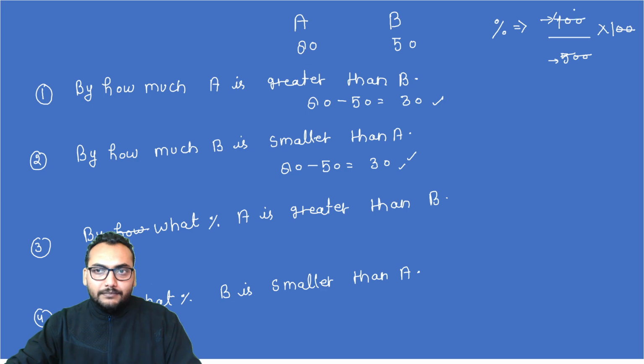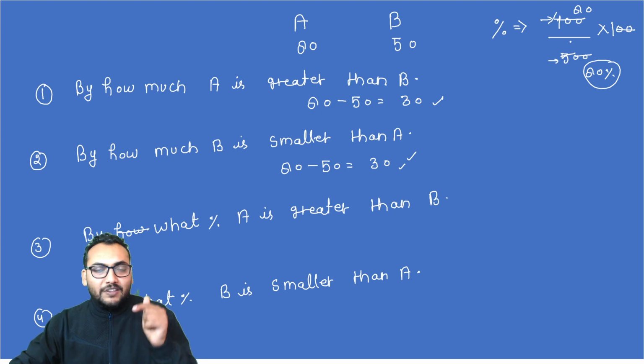5 into 1, 5 into 80. So what we are getting is 80%. So what we have done here is that whenever you have to find the percentage, you can write the numbers in the form of A by B and multiply by 100%. So this is the way that you can find out the percentage.